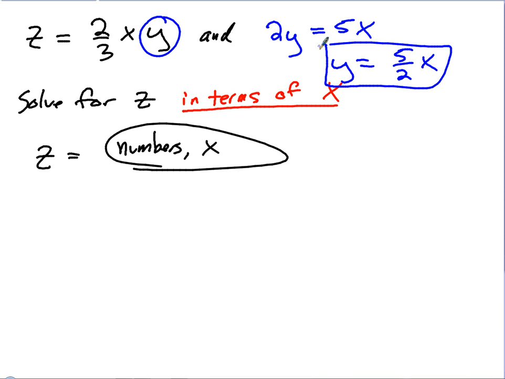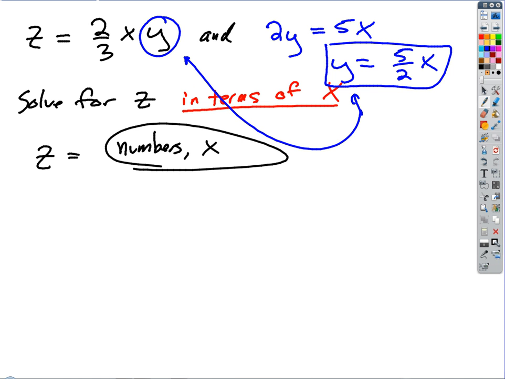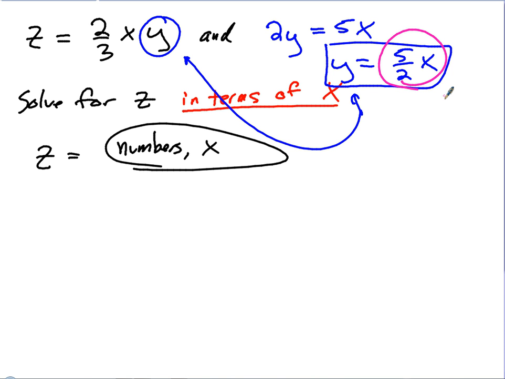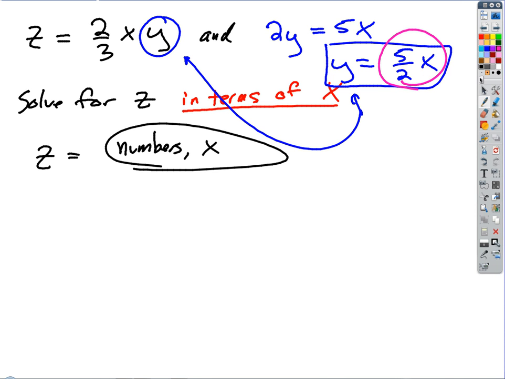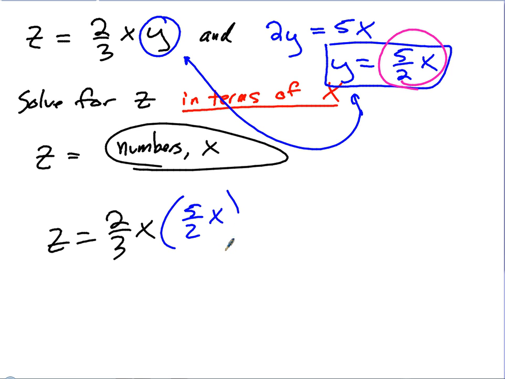Okay, now look what we did there. That's really good. That's a substitution equation, right? So every place I've got the y by itself, every place I have a y in my original equation, I can plug in that stuff for the y. It accomplishes two things. It gets rid of the y, and it replaces it with x stuff, right? Make sense? So then we end up with, we do that, z equals 2/3 times x, but now instead of the y, we've got a 5/2 x, right?